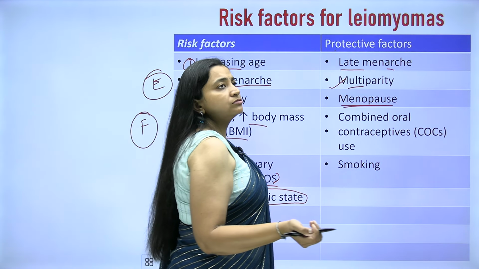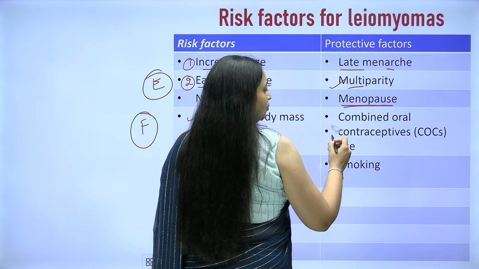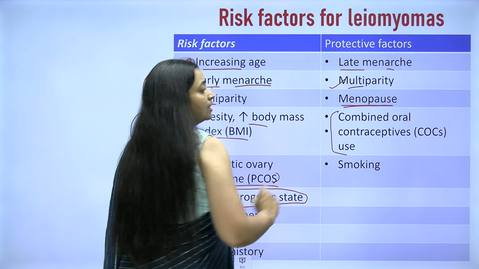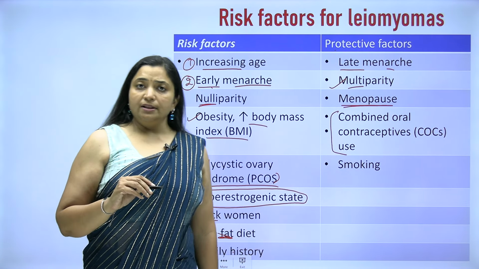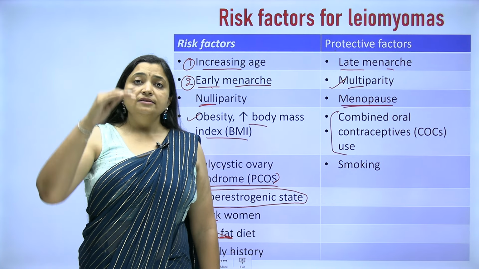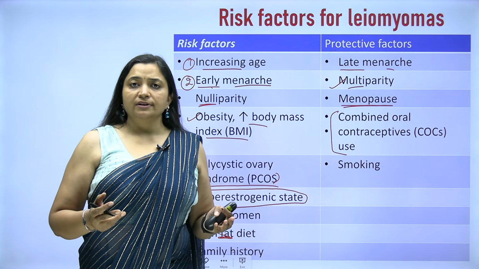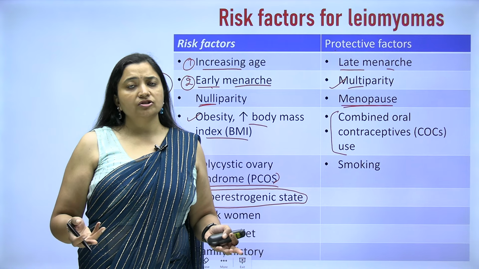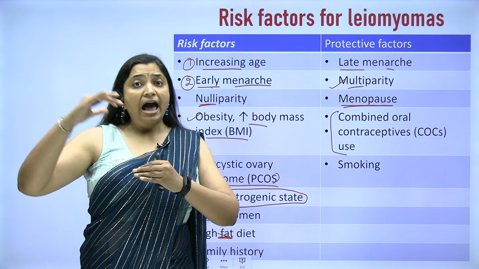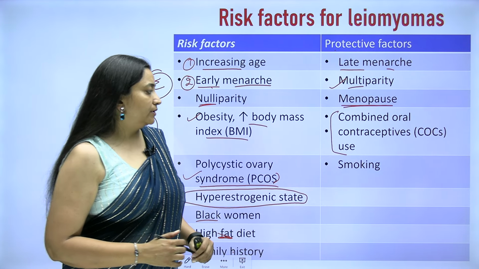Menopause, now there is no estrogen in the body, so no chance of increase in the fibroid. Combined oral contraceptive use. What does that mean? Combined oral contraceptives are pills which contain very low dose estrogen, but they suppress ovulation. So the endogenous estrogen is not formed. Then there is anovulation, and because of the low dose estrogen, there is no high estrogenic state in the body, so it is a protective factor for fibroid.